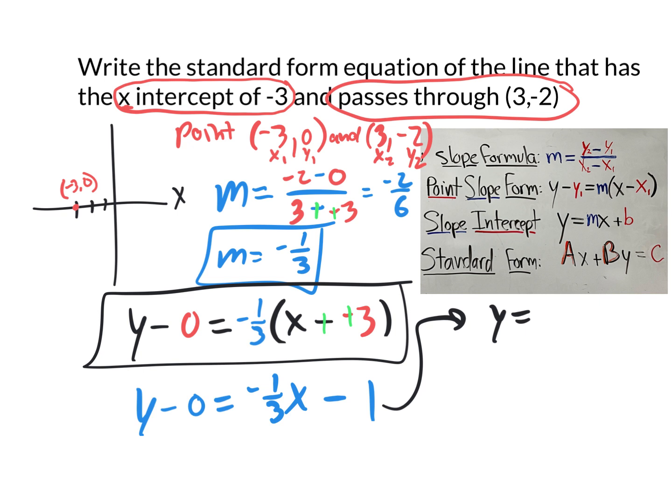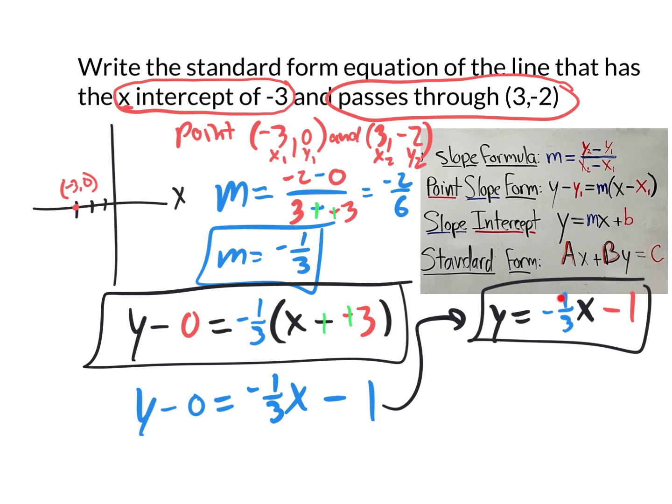And then you have y equals negative 1/3 x, and then plus the b value, in this case minus 1. So here's your slope-intercept form equation. If they would have asked for slope-intercept, that would be your answer. But they asked for standard, write the standard form. So we need to move the x's and y's to the left side, and you don't want fractions.